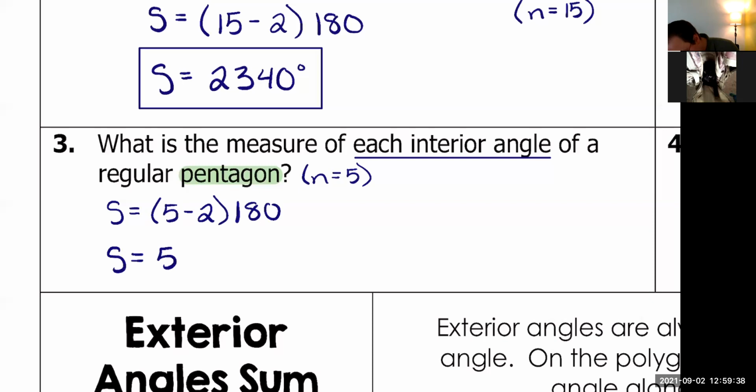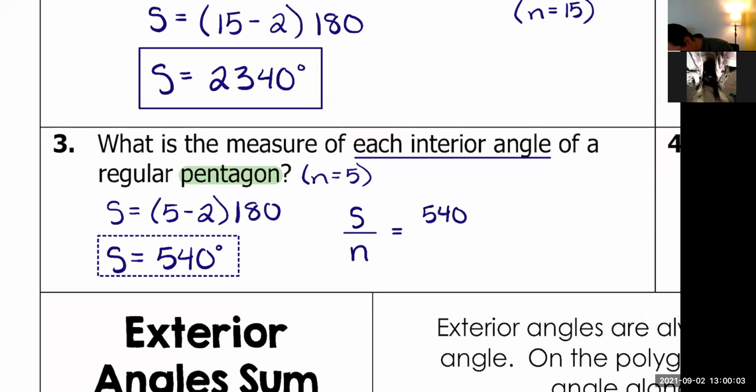540 degrees. Now, we're not looking for the total, but we did need it in order to find the next step. Divide it. Divide it by what? 5. By 5. So in this case, we need the total divided by the number of sides. In our case here, the total is 540 degrees. We're dividing it by the number of sides, which is 5. So what are each of those angles going to measure as? 108. 108 degrees each.